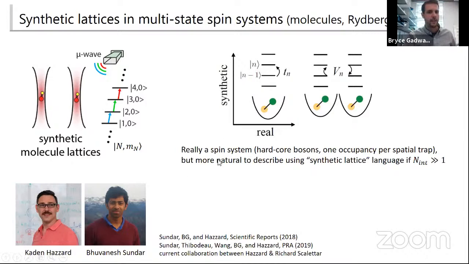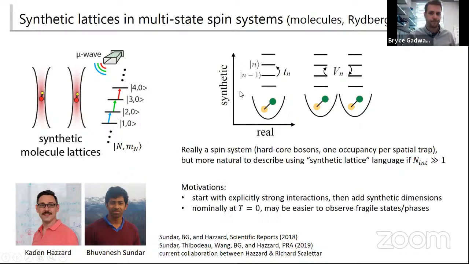And so really we're talking about a spin system that has some really weird transverse field that just becomes easier to talk about through the lens of synthetic lattices once you have more than 2 or 3 states. And so some motivations are that you start with strong interactions and then add on the lattice and maybe the gauge fields. And nominally, if you freeze motion or have the dynamics in the internal degree of freedom much faster, you don't really care about temperature at that point. So maybe it's easier to observe some subtle phases.